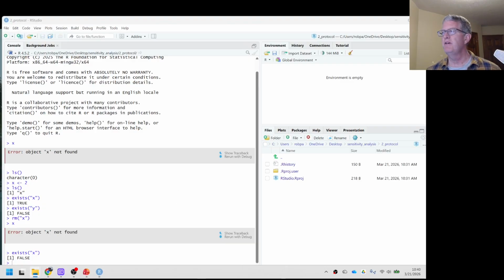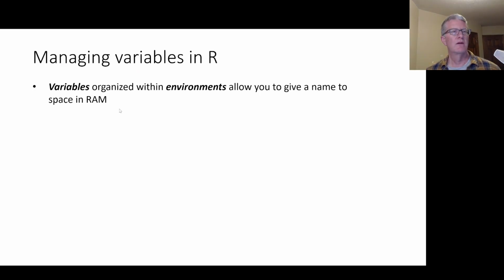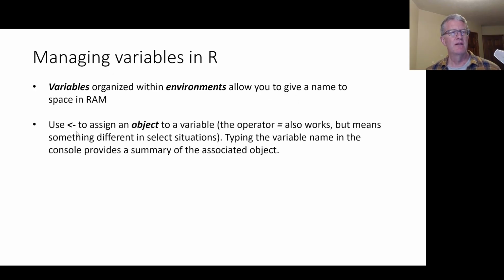As a quick review, we've talked about variables being organized within environments. In our case, we've been changing variables in the global environment, and that allows us to give a name to a space in RAM and give it some value. We used the less than with a dash as the assignment operator to assign some sort of object to a variable. In this case, that object's a numerical value.